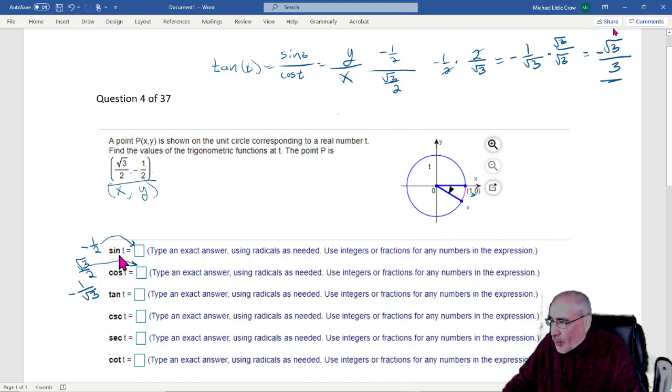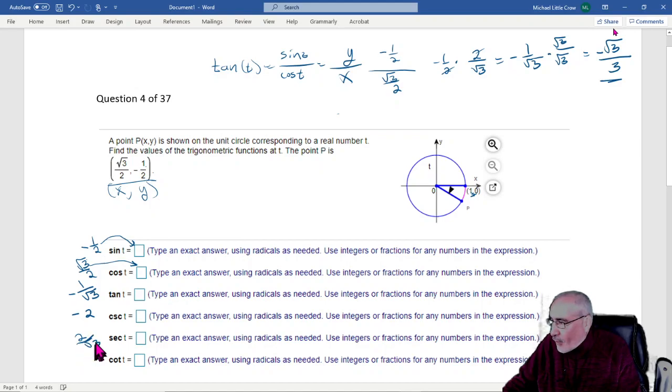Cosecant, the co's don't mix, so it's not cotangent. Cosecant is the reciprocal of sine, so we just take 1/2 and flip it, which is 2 over 1. So cosecant's going to be negative 2. Secant, same thing, it's the reciprocal of cosine, it's 1 over cosine, so you just take the reciprocal of the x, so that's going to be 2 over square root of 3.